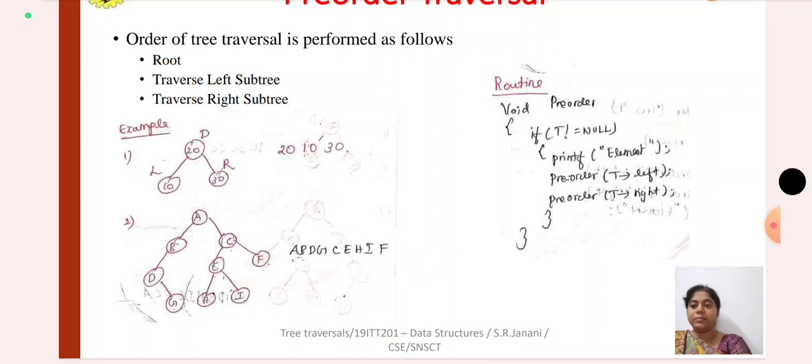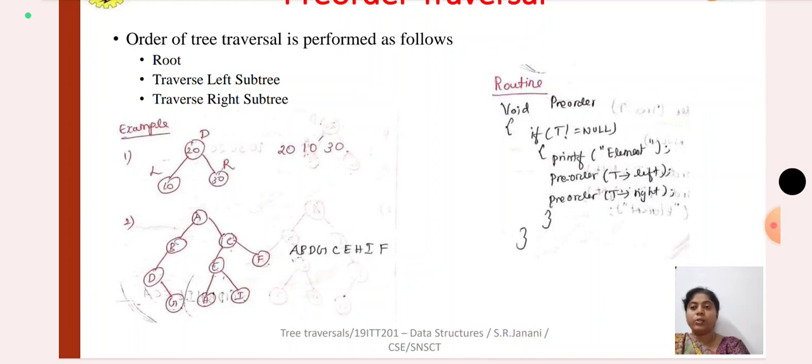Next, the second example. First we have to start with the root. In this tree, the root is A, so we mention A, and then we traverse the left side. The root of the next level is B, so B is mentioned. Then D is the next level, which is also treated as a root, so D is also mentioned. For D we don't have a left, so we leave that, and for the right we have G. So this particular level is over. After mentioning G, the root and the left subtree are over.